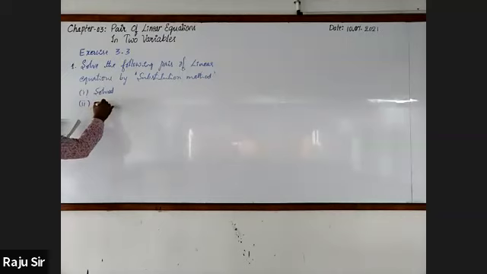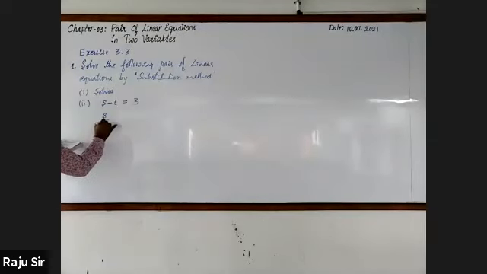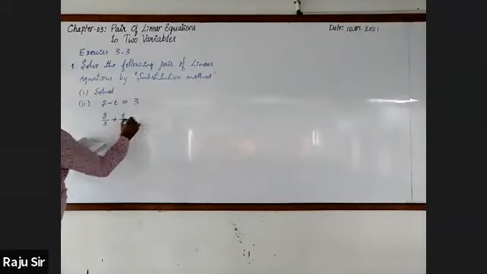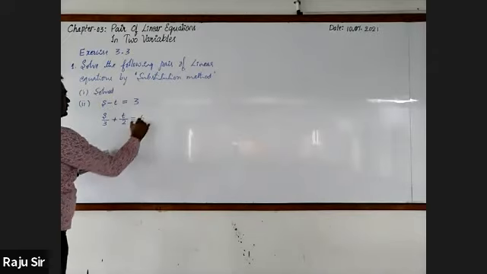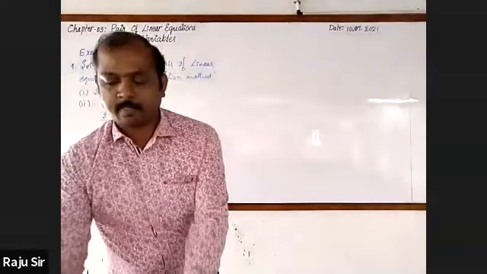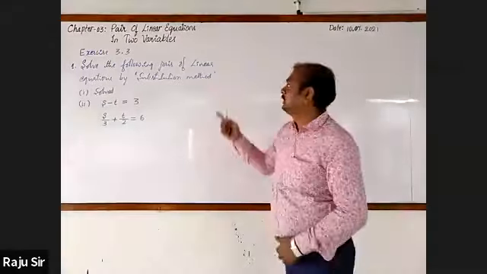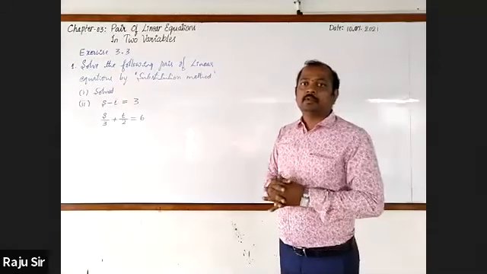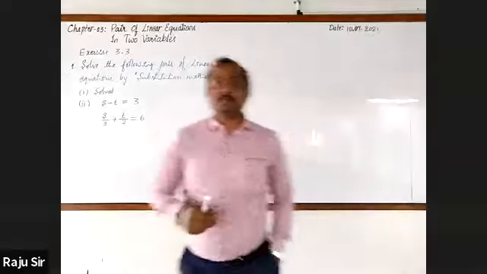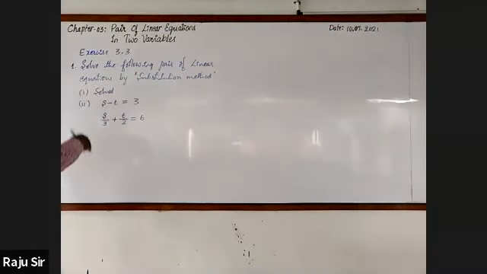It has been given like this. S minus T is equal to 3. Then S by 3 plus T by 2 is equal to 6. Dear students, you may recall the steps followed in the substitution method. First, we write the given equations in standard form with constants on the right hand side. Already it has been given in the same form. So just go on writing with me.